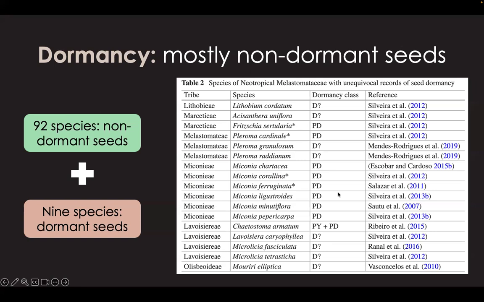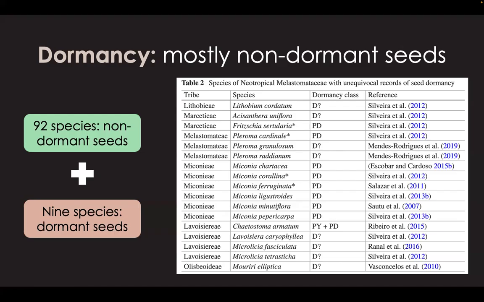In this table that we prepared for our book chapter, you can see that physiological dormancy, a dormancy where the embryo has a physiological imbalance of the different hormones that control germination, is present all over the phylogeny of melastomes, from the Marcetia to the Melastoma to the Miconia tribes. All of the tribes have at least one record of physiological dormancy.